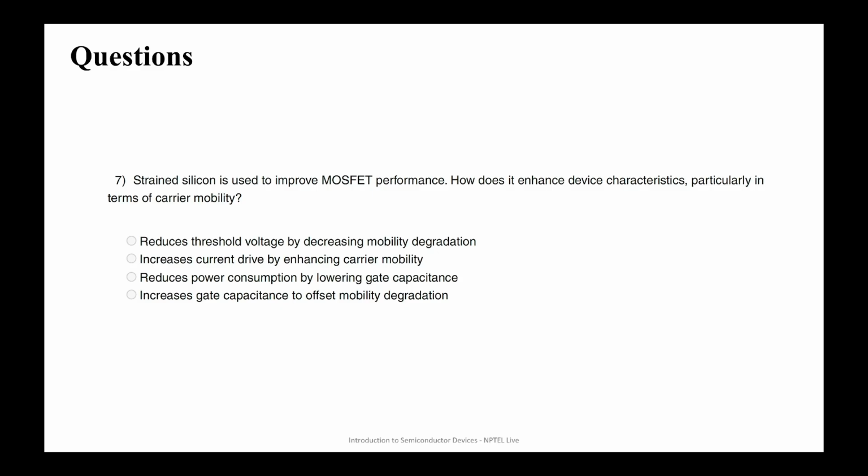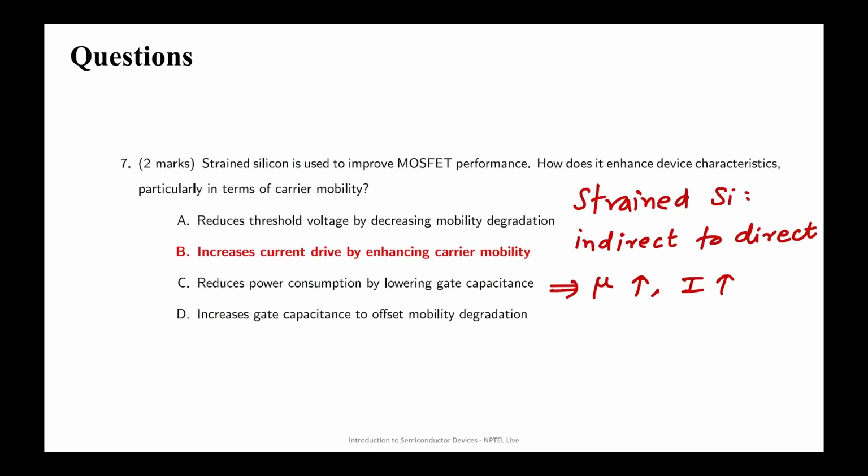Strained silicon is used to improve MOSFET performance. How does it enhance device characteristics, particularly in terms of carrier mobility? Reduces threshold voltage by decreasing mobility degradation, increases current drive by enhancing carrier mobility, reduces power consumption by lowering gate capacitance, increases gate capacitance to offset mobility degradation. The answer would be increases current drive by enhancing carrier mobility.